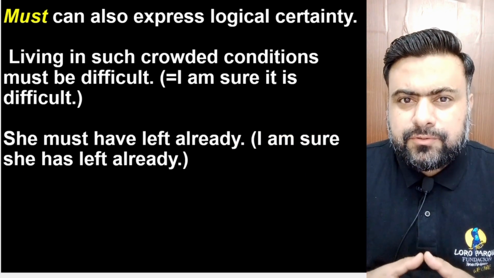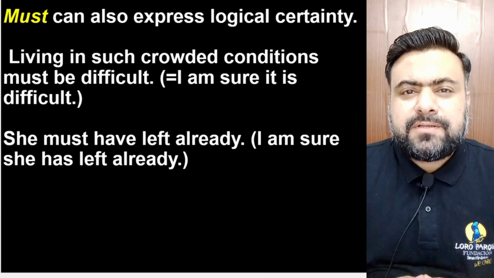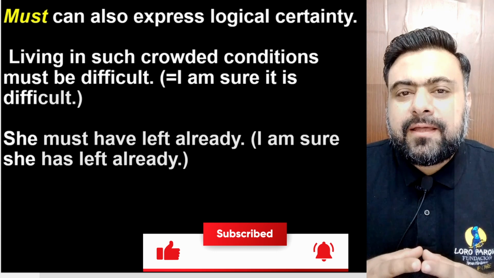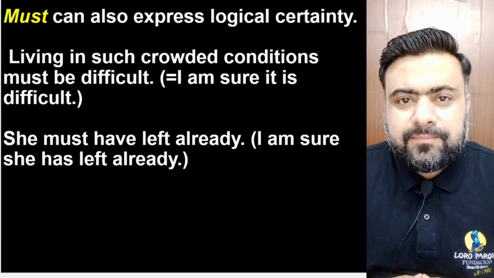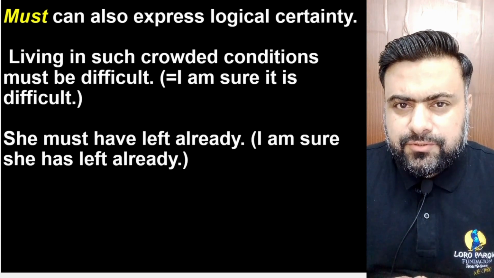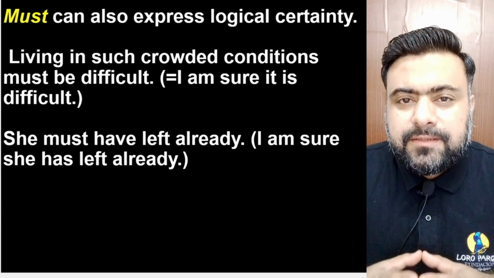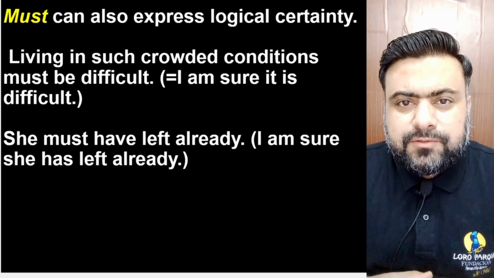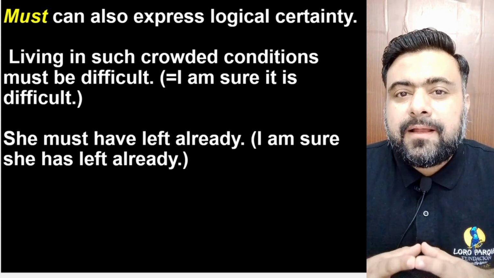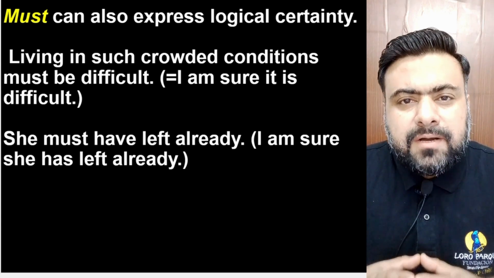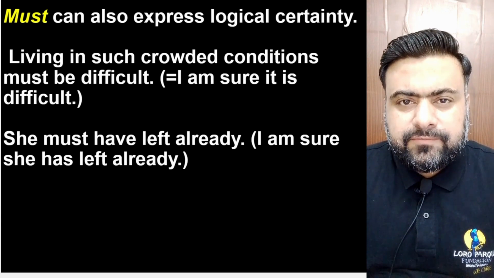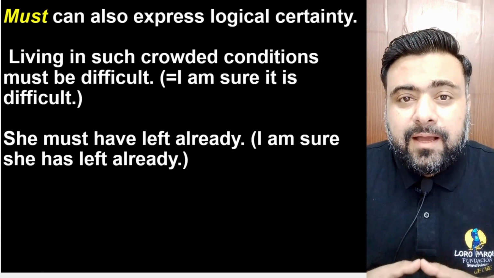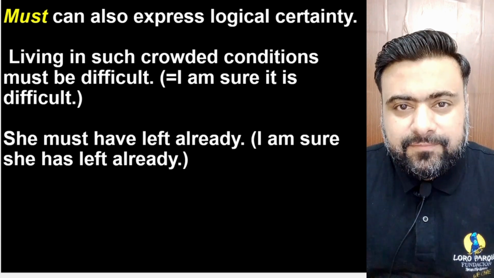Must is also used to express logical certainty. When a person is certain that something has happened, he uses must. For example, living in such crowded conditions must be difficult. It is the logical conclusion that living in such conditions must be very difficult. So, must is used to show logical certainty. She must have left already. I know it's very late and she must have left.